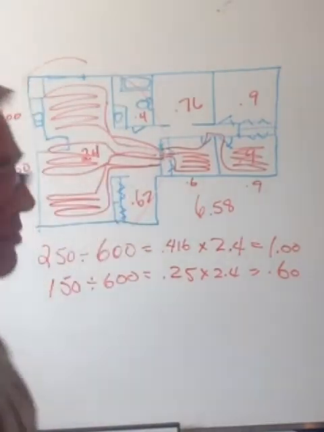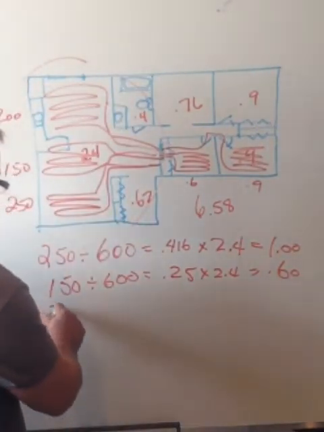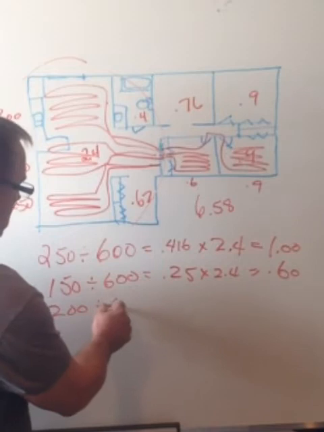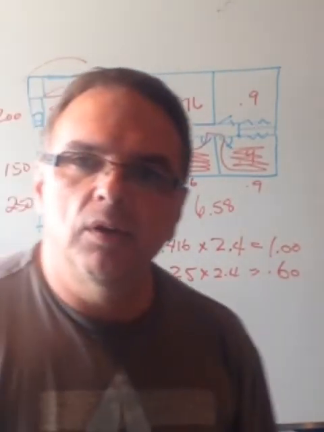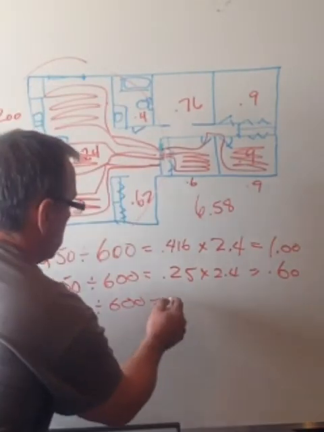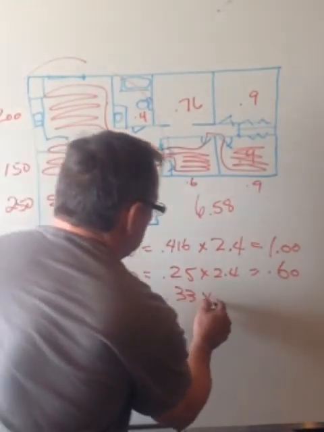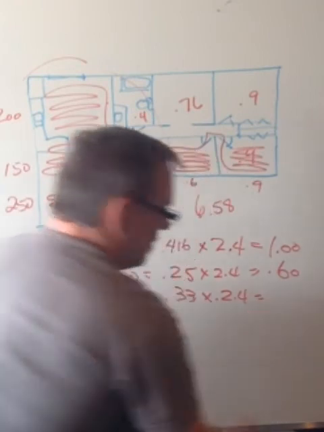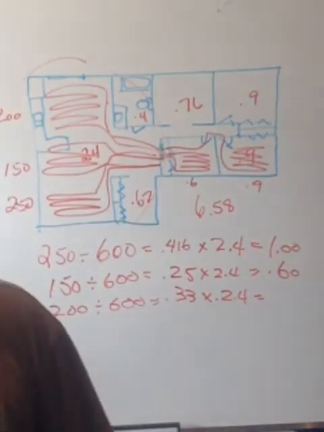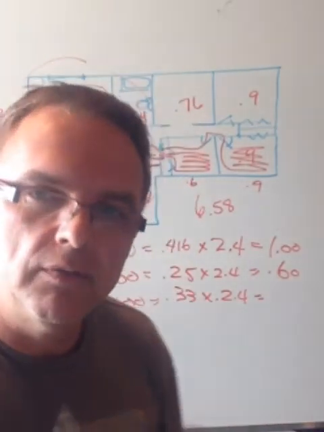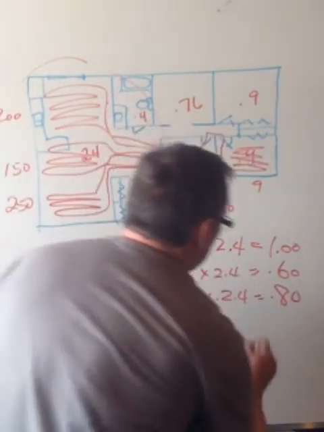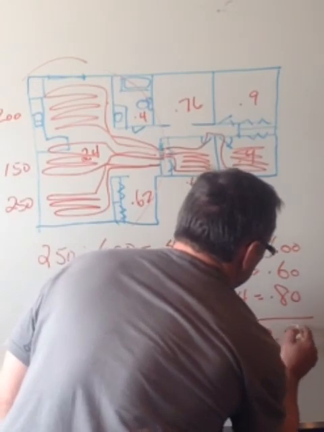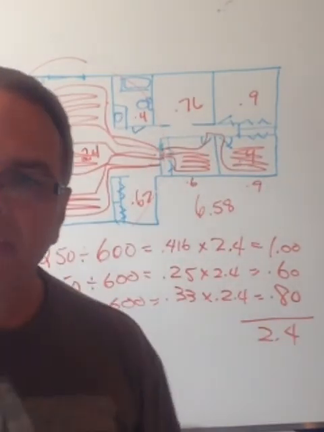Okay, and let's do the last one. 200 divided by the total feet of tubing, obviously 1/3 of the tubing, 0.33, times the total flow into that room again, and you'll find you will have a flow rate of 0.8. Add that up, and there's your 2.4 gallons for that space, okay?